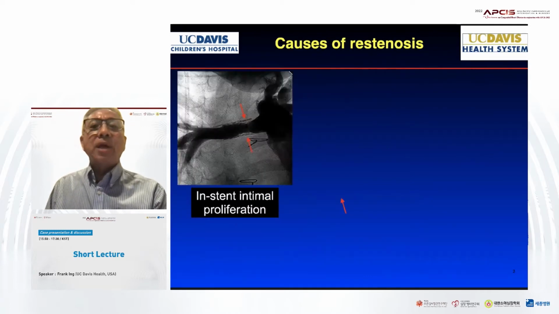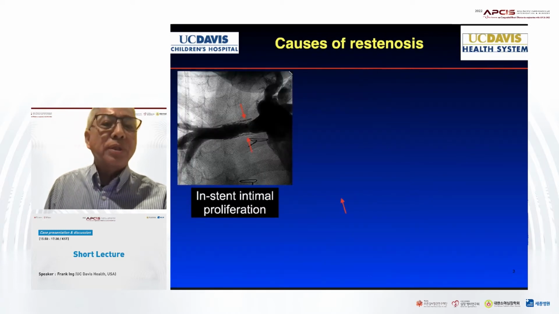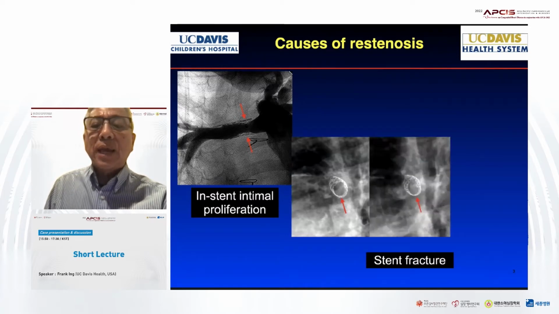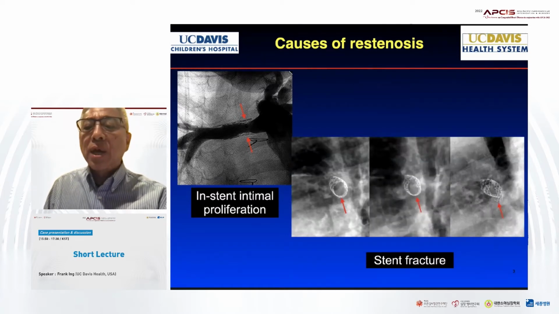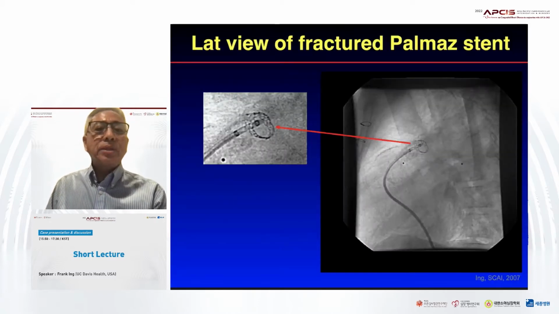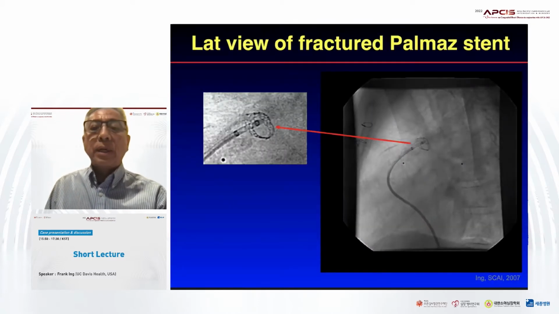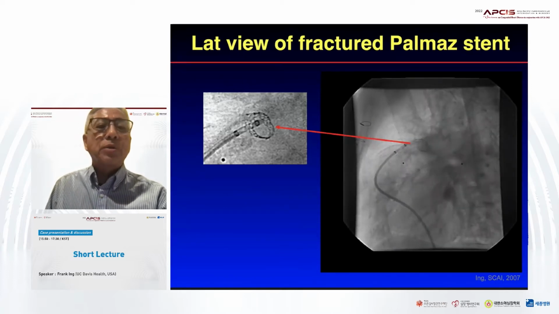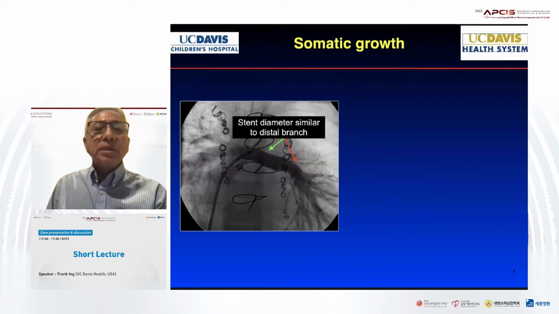So this is an example of some of the causes of restenosis. This is in-stent restenosis. You can see clearly there. You can also have a stent fracture. Now, if you look at this, it doesn't look so bad, but this is an X-ray that happened over several years. And you notice that it slowly became fractured. Now, this is just the picture showing you can almost see the movement of that fractured stent and see the stenosis there.